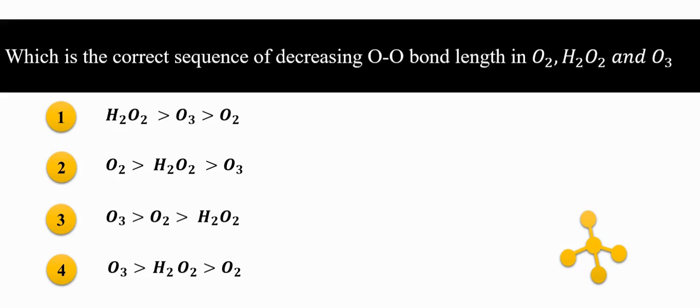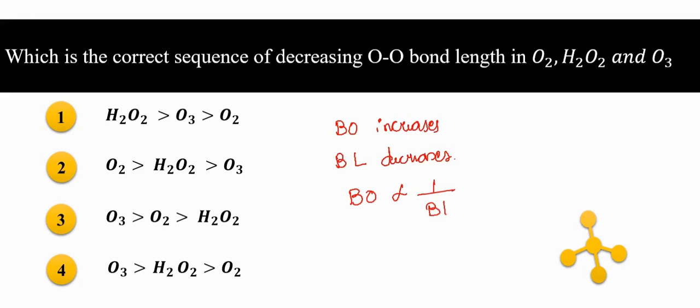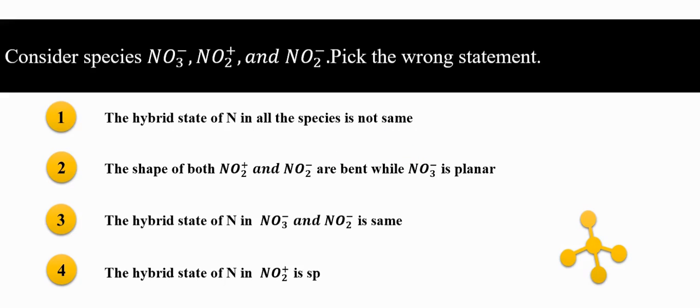See, as the bond order increases, bond length decreases. So I can say bond order is inversely proportional to bond length. Based on this, we can predict that H2O2 is more than O3, which is more than O2. So the correct option is 1. We'll move into our next question.